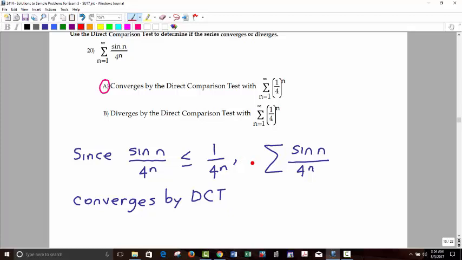So we have it. Now, let me go ahead and mention, even though it didn't apply here, that the divergence for the direct comparison test says if the smaller series diverges, the larger series will diverge.